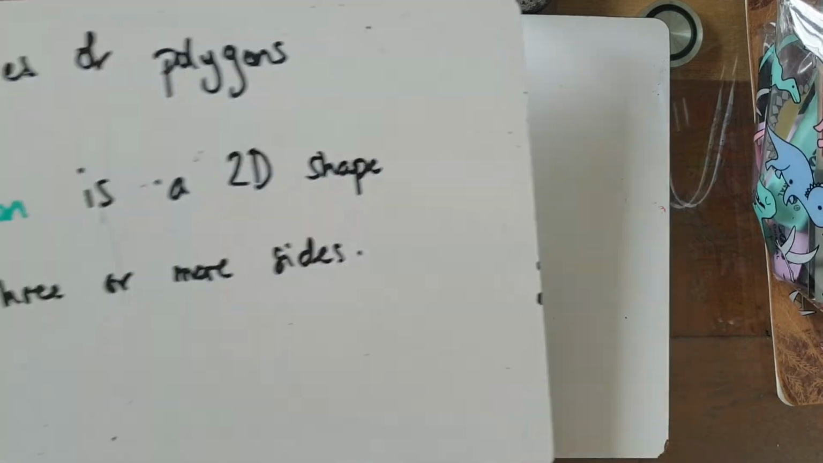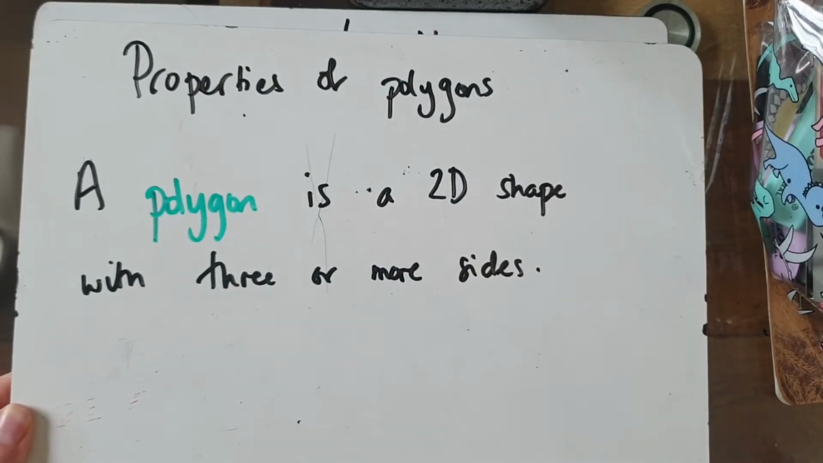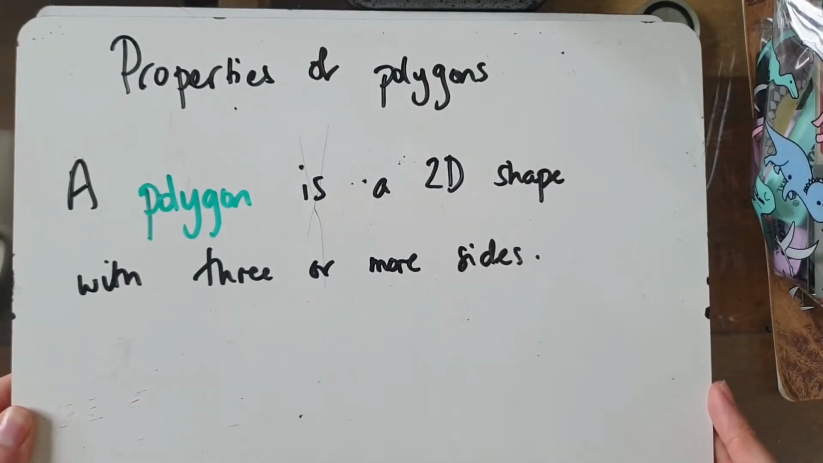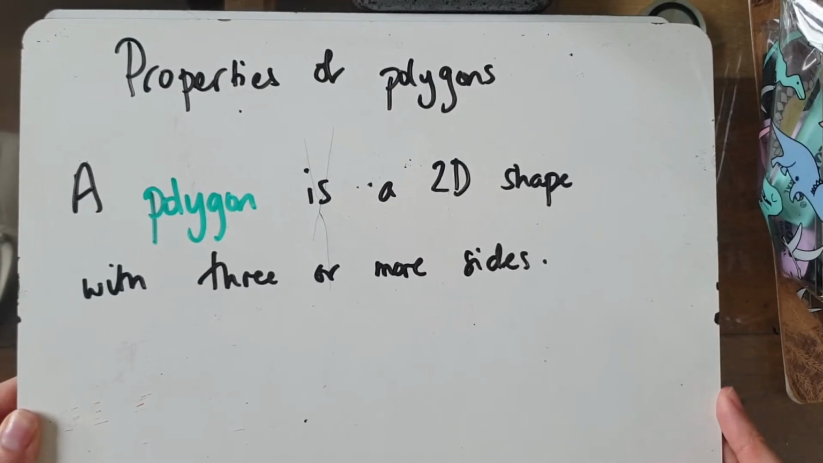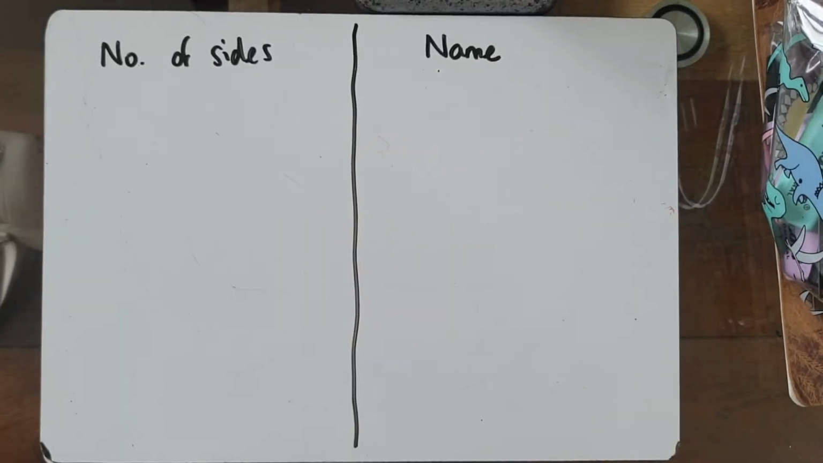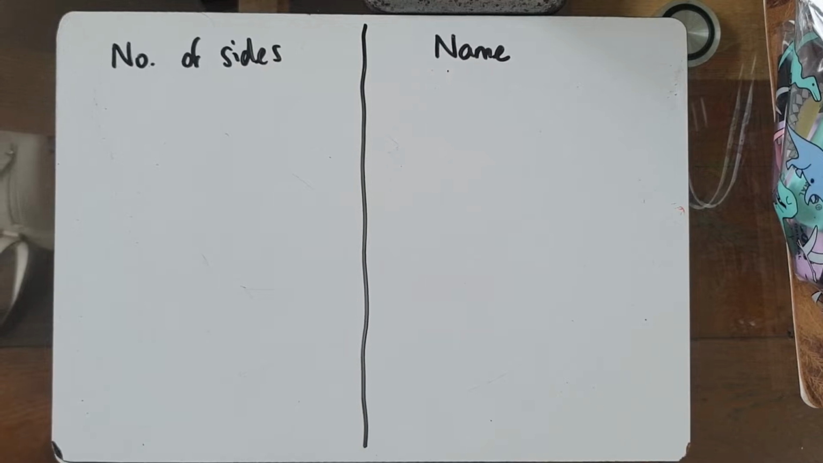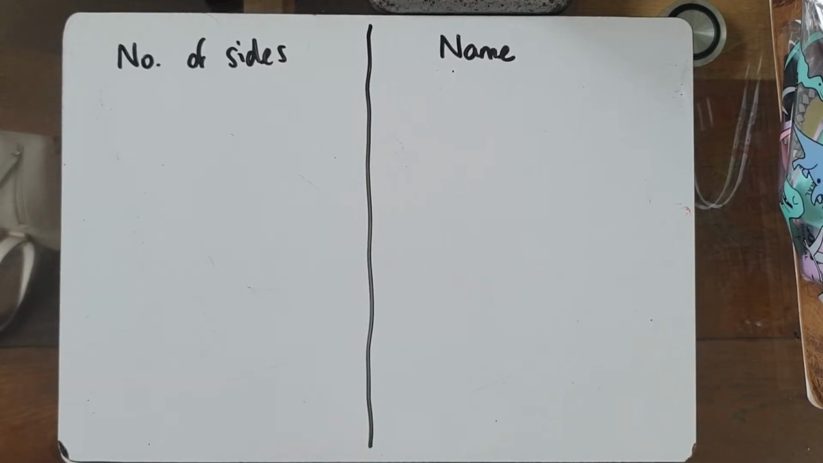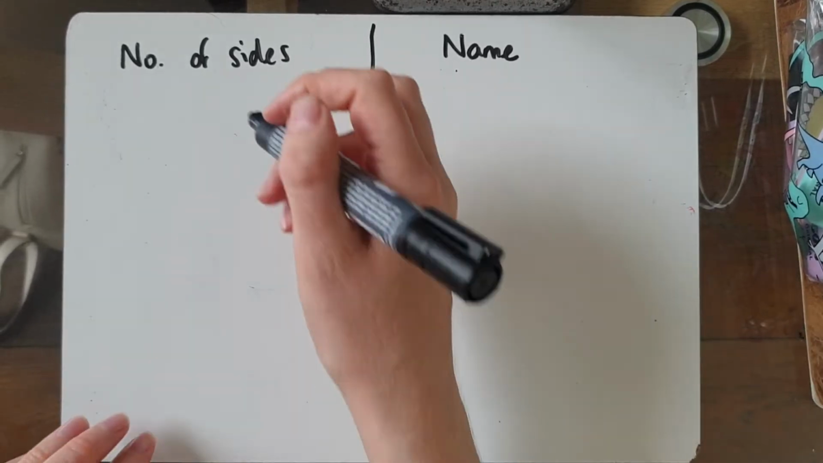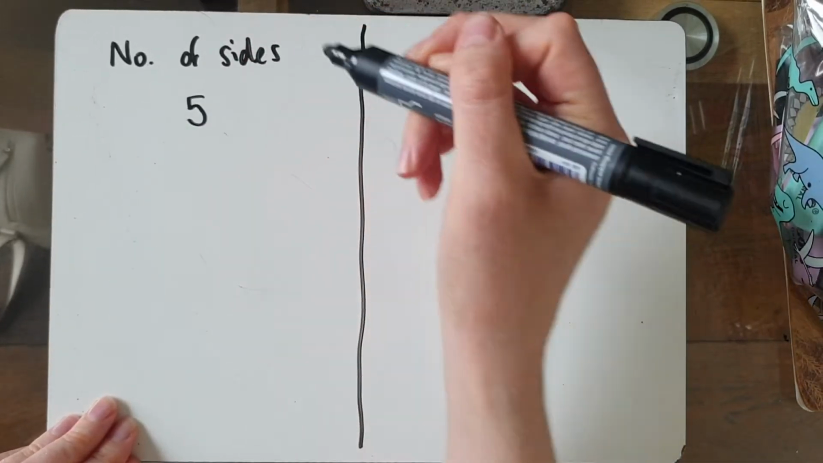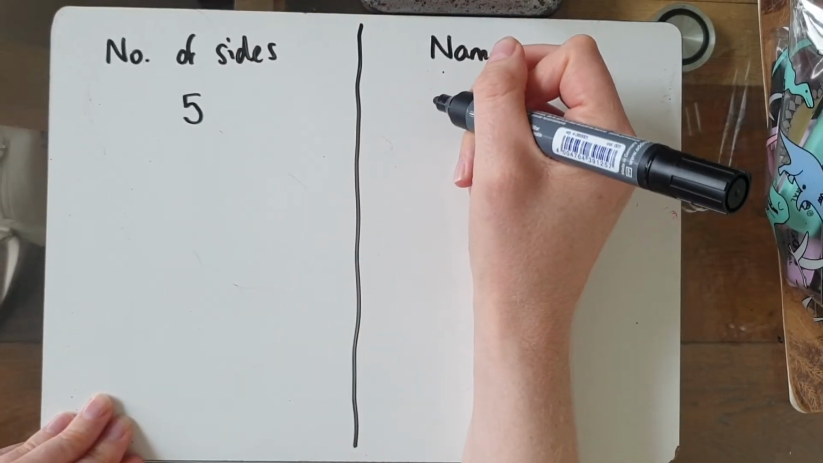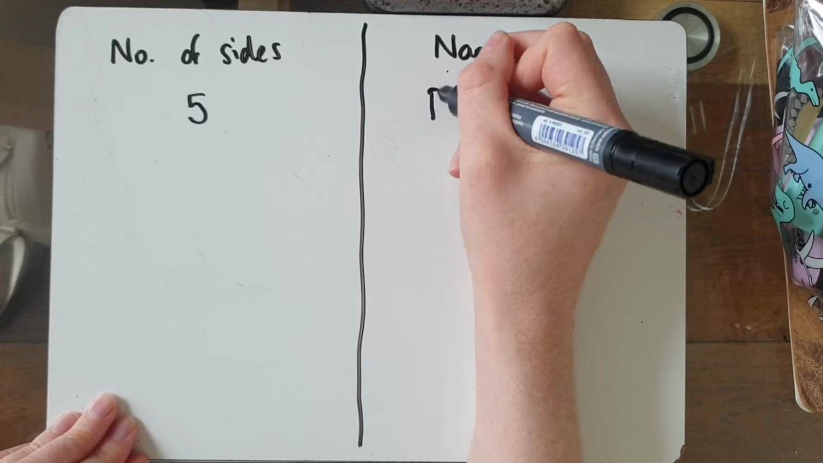So make sure you've got this written down first of all. Pause the video if you need to. A polygon is a 2D shape with 3 or more sides. We already know triangles have 3 sides and quadrilaterals have 4 sides. A 5-sided shape, do you know what that's called? It's a pentagon.